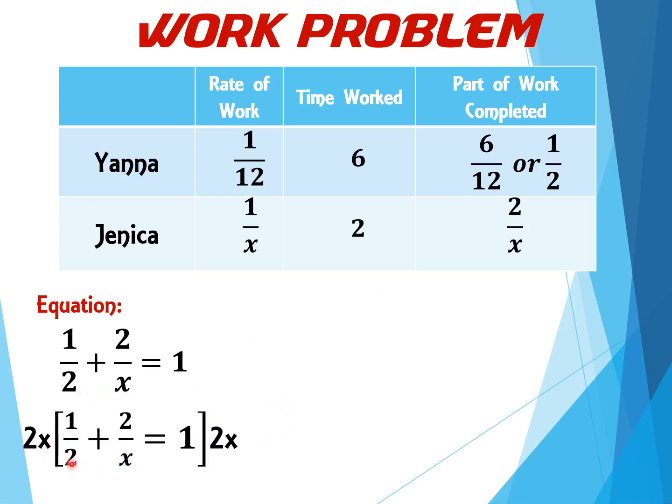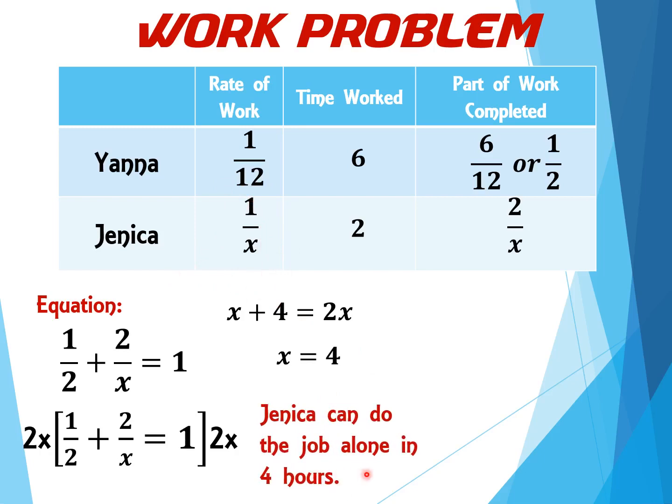So 2x times 1 half will be equal to x. And then 2x times 2 over x is 4. And then 1 times 2x is 2x. Solving for this, we will have x is equal to 4. Therefore, Jenica's rate is 1 over 4, or Jenica can do the job alone in 4 hours.